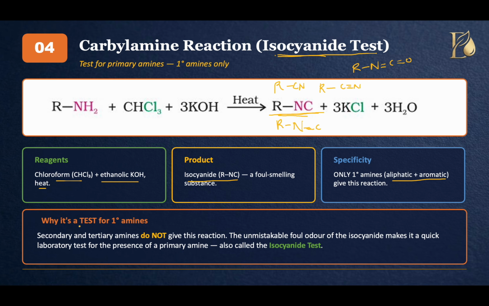So why is it a test for primary amines? Secondary and tertiary amines do not give this reaction. The unmistakable foul odor of this isocyanide makes it a quick laboratory test for the presence of primary amines. It is also known as the isocyanide test because of the formation of isocyanide, that is, the carbylamine reaction.